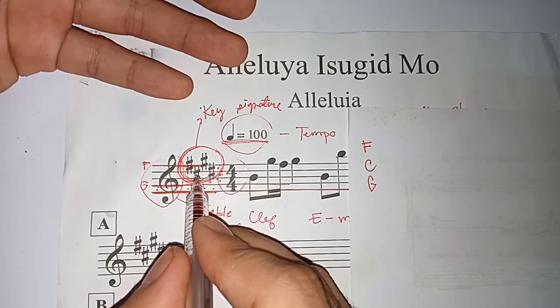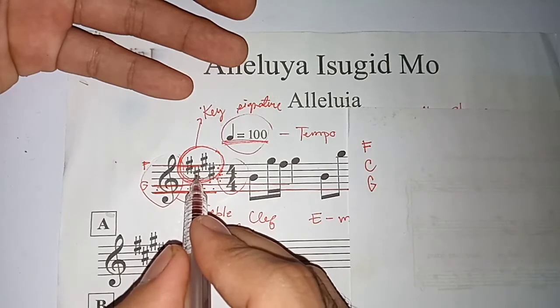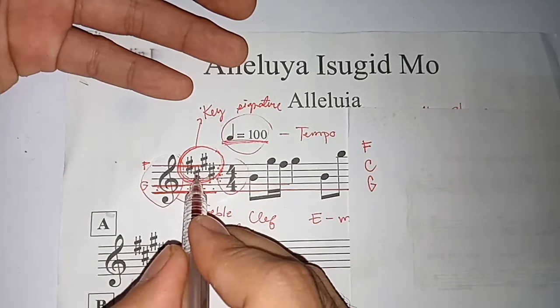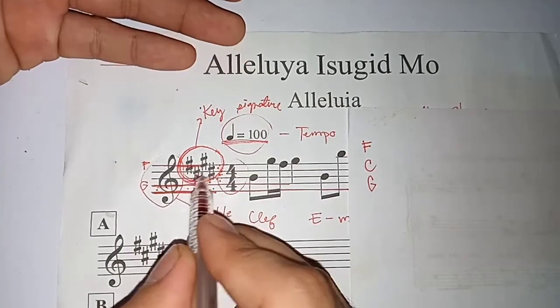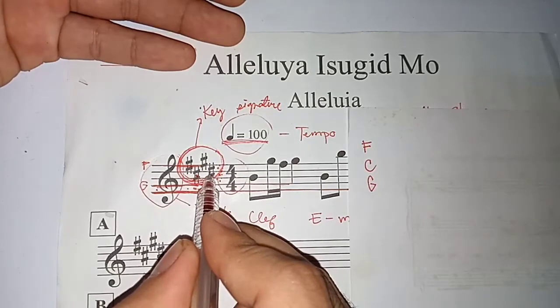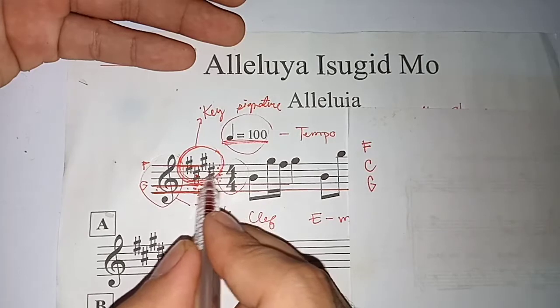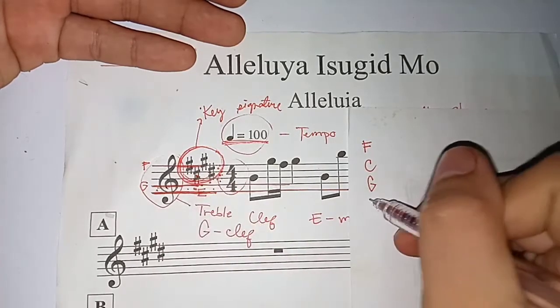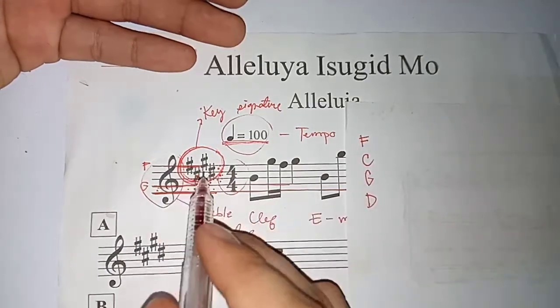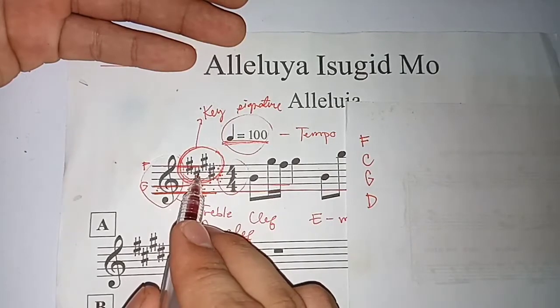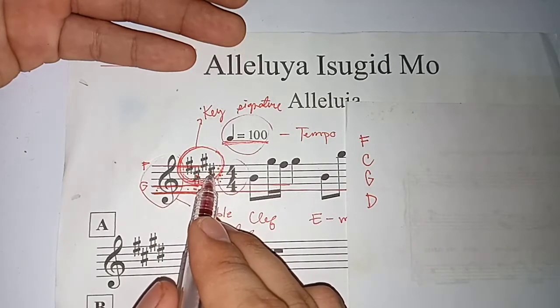For the fourth one, we already determined this one, so they are both close too. We have here C, then D. It means this line here is D. So we have here F, C, G, and D.